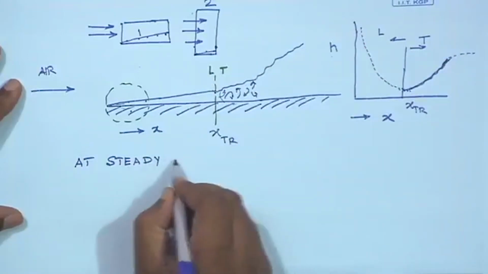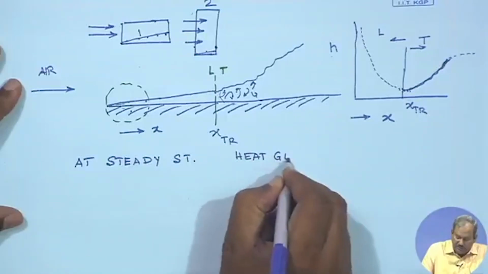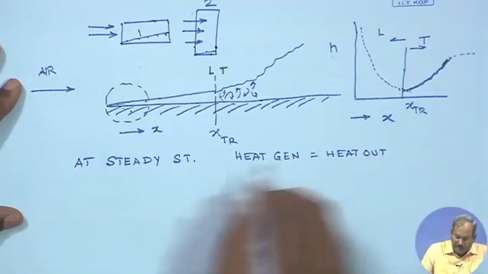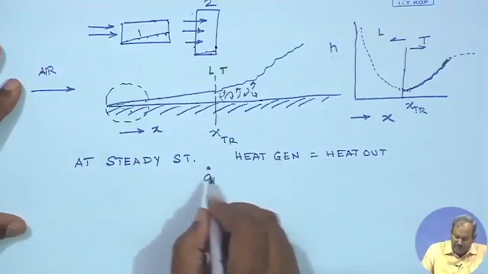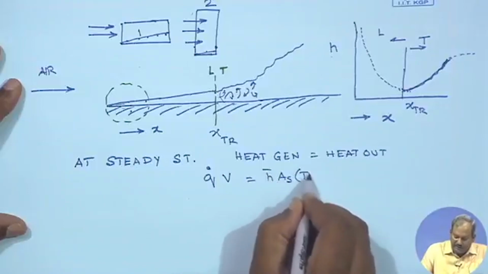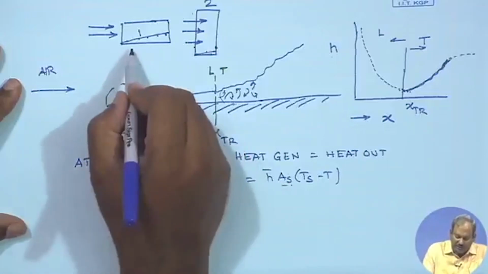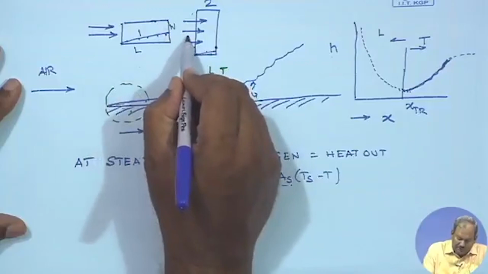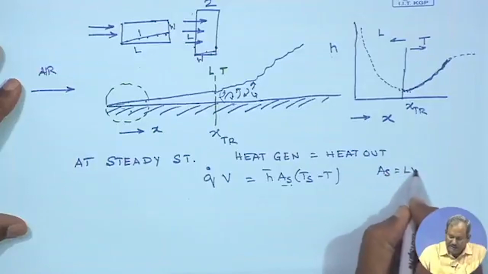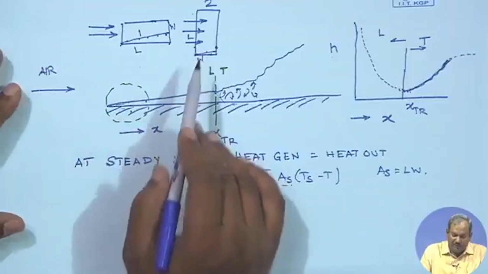So, at steady state what you are going to have is heat generation must be equal to heat out, and heat generation is Q dot, the amount of heat generation per unit volume, times V, which would be equal to h bar A_s (T_s minus T infinity). Here A_s is independent of orientation. Here this is length, this is width, this is length, this is width. So, your A_s would always be equal to L times W, but the value of h bar would be different based on how you have placed it over there.